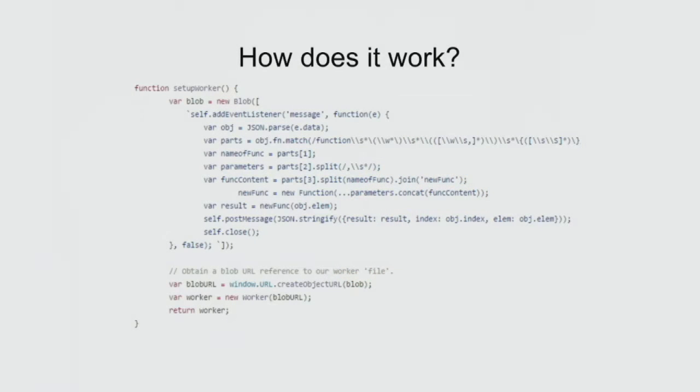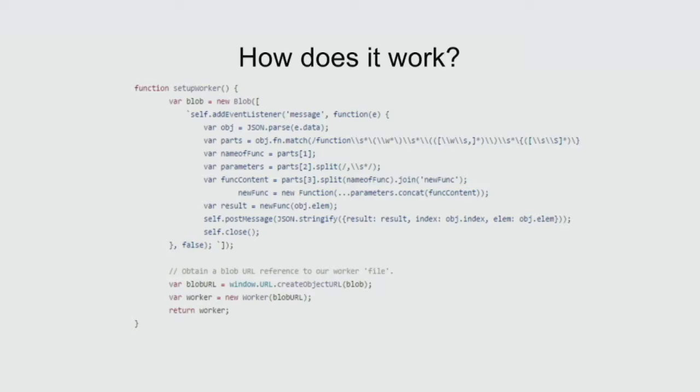You have to set up the worker. So you create a new blob. You have to get the different parts of your function. So if you pass in an algorithm, you have to separate it into the name of the function, the parameters, and the content. And then you put that into a JSON object, and then you convert it into a string.